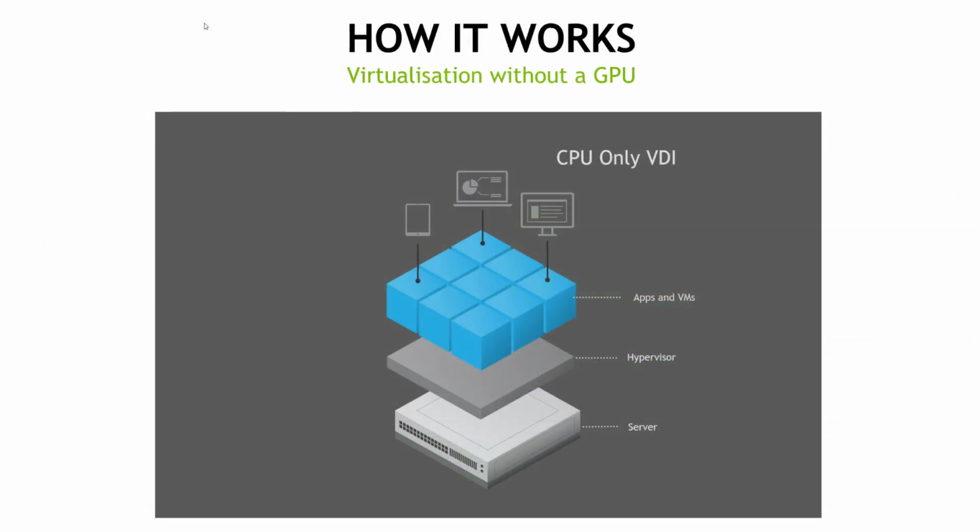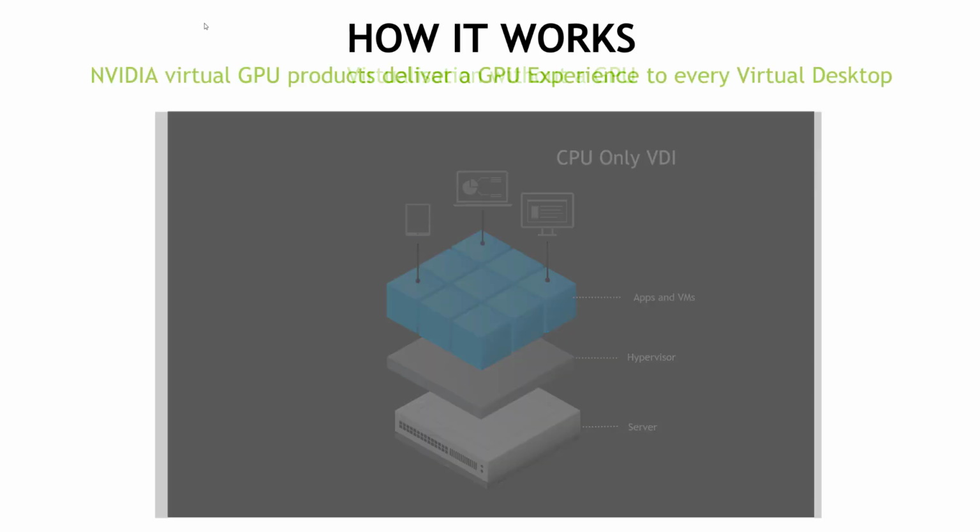Okay, so how does this work? Well, in a standard server, you will typically put a hypervisor, something like XenServer, VMware, KVM, Nutanix, something like that. And then on top of that, you'll run all of your virtual desktops, which will have applications installed within them. So at this particular point, there's no graphical capabilities within those virtual machines, no graphical acceleration.